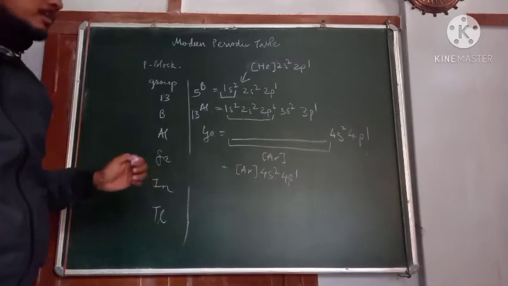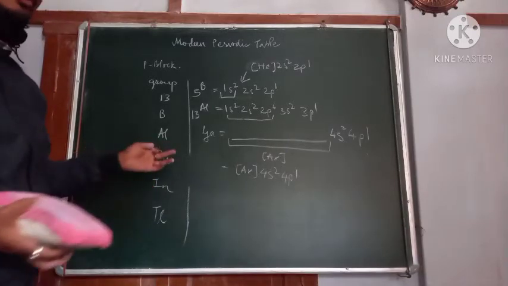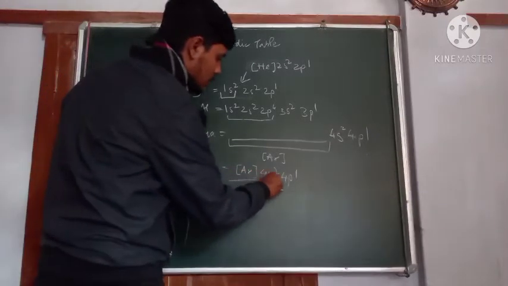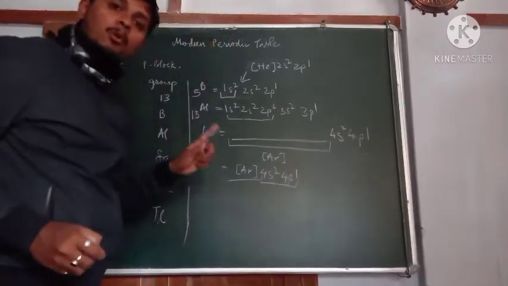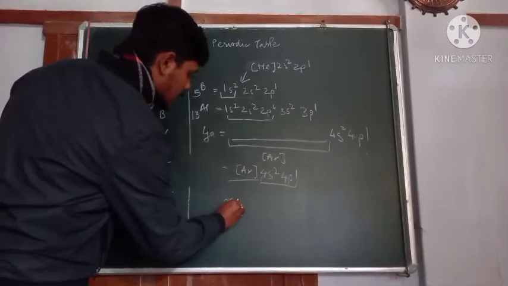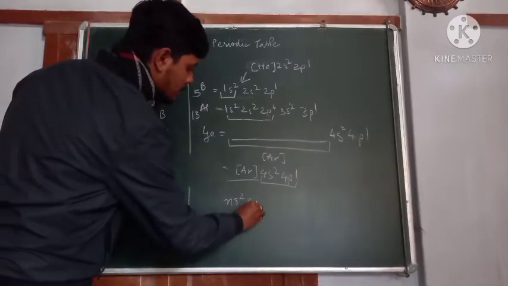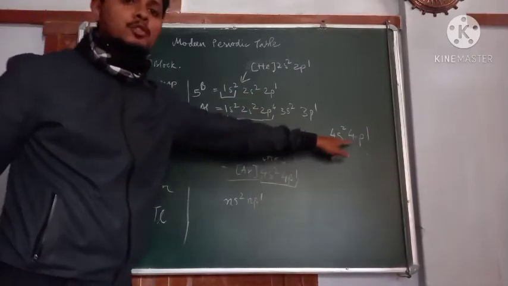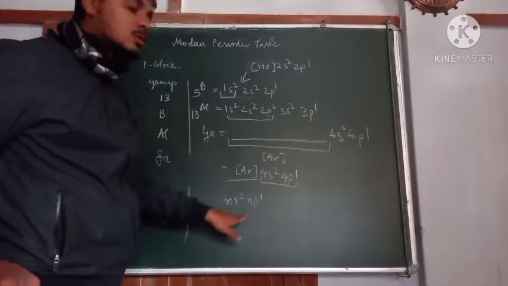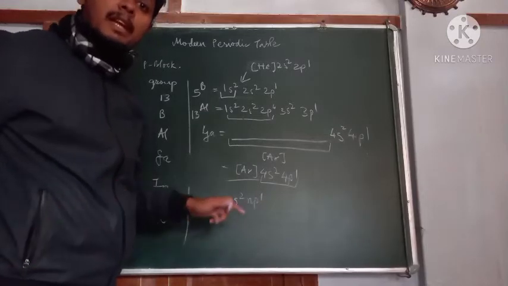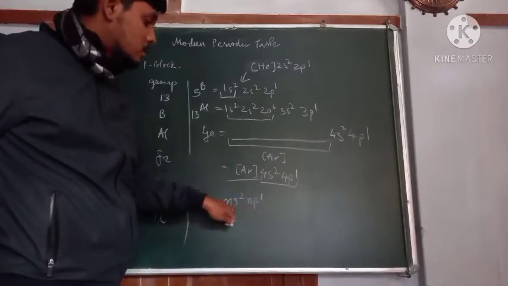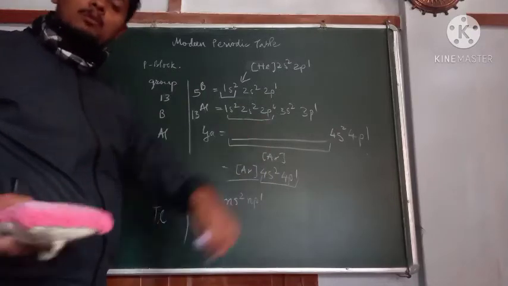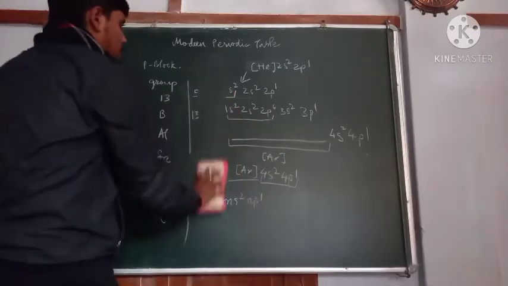Okay, now the outermost electronic configuration for the boron group is ns2 np1: 2s2 2p1, 3s2 3p1, 4s2 4p1. So 3 valence electrons, 2 plus 1 is 3. So ns2 np1 is the outermost configuration for the boron group.